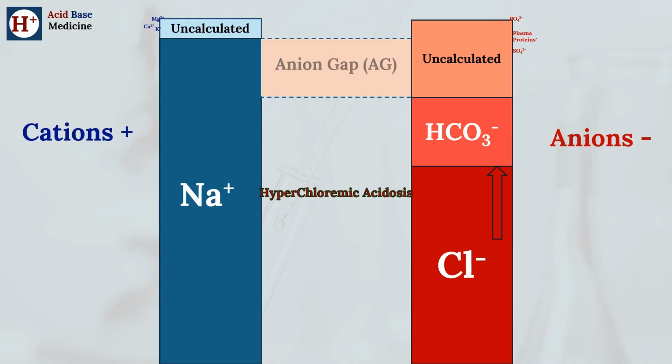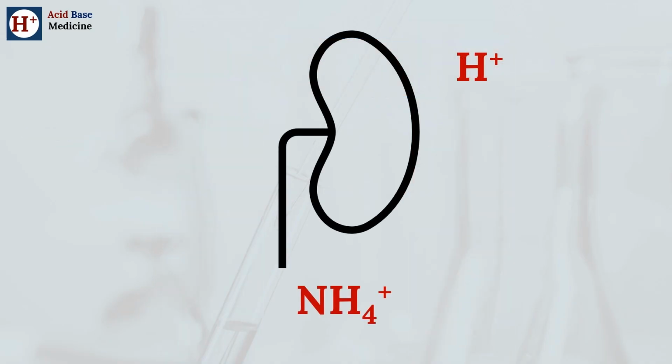This is a type of metabolic acidosis characterized by normal anion gap, typically between 8 to 12 milliequivalents per liter. Once a diagnosis of normal anion gap metabolic acidosis is established, the next step is to determine the underlying cause. So, what is the urinary anion gap? Before we delve into this, here's a small introduction.